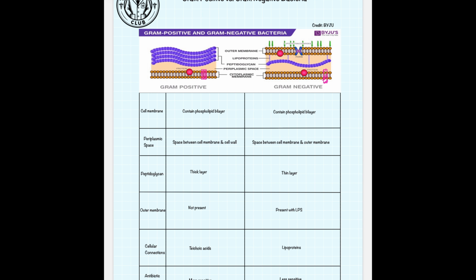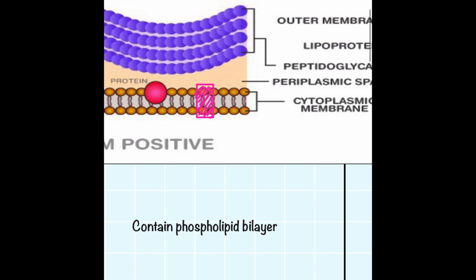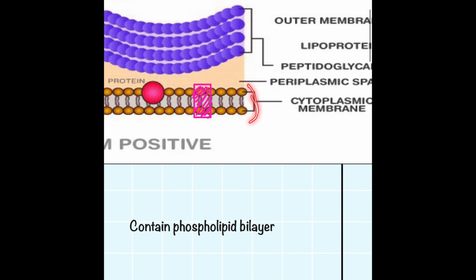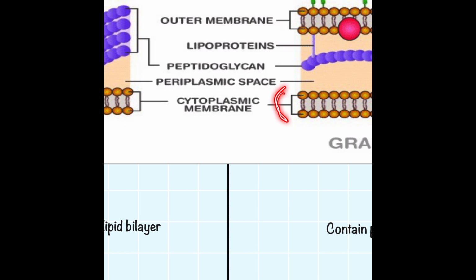The first thing that I'm going to talk about is going to be the cell membrane, which is actually going to be exactly the same in both gram-positive and gram-negative bacteria. Both of these contain a phospholipid bilayer, and that is this layer depicted over here, actually for both sides. And it contains these yellow regions and these white regions.